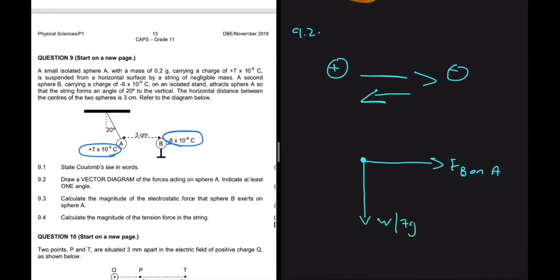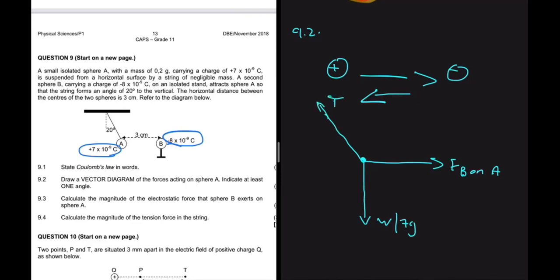Right? And then last but not least, we have the tension force from the string acting at an angle. So the tension force is stopping sphere A from falling down because of gravity, and it's stopping sphere A from moving to the left. So this tension should look like this, and then there we have our tension force.